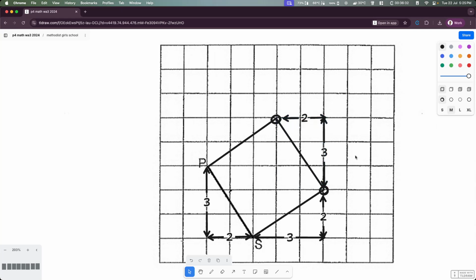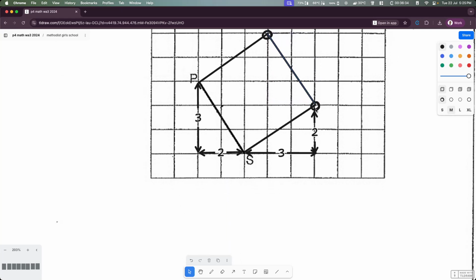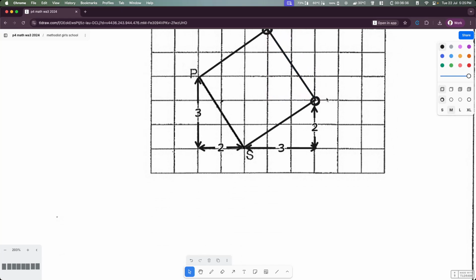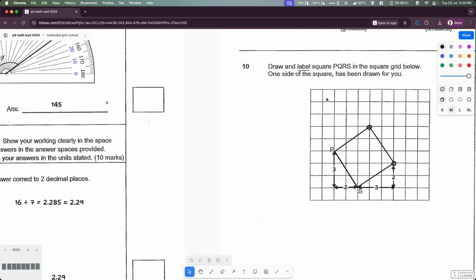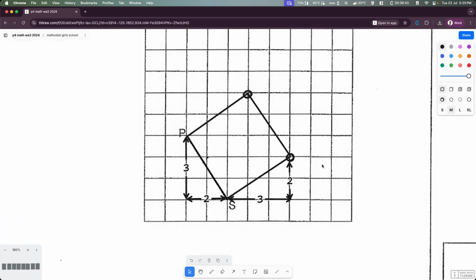Last thing, if you draw like this, I don't think you will get, how many marks is this? Let me see. I think it's 2 marks, right? Yeah, 2 marks. So you might get only 1 mark. The next thing that you need to do is label it. So how do you label?